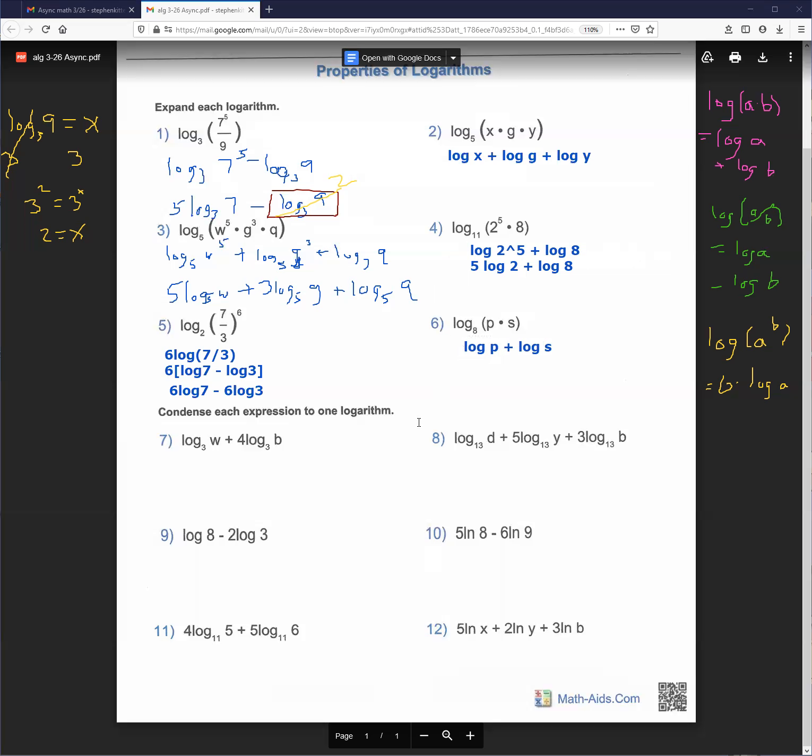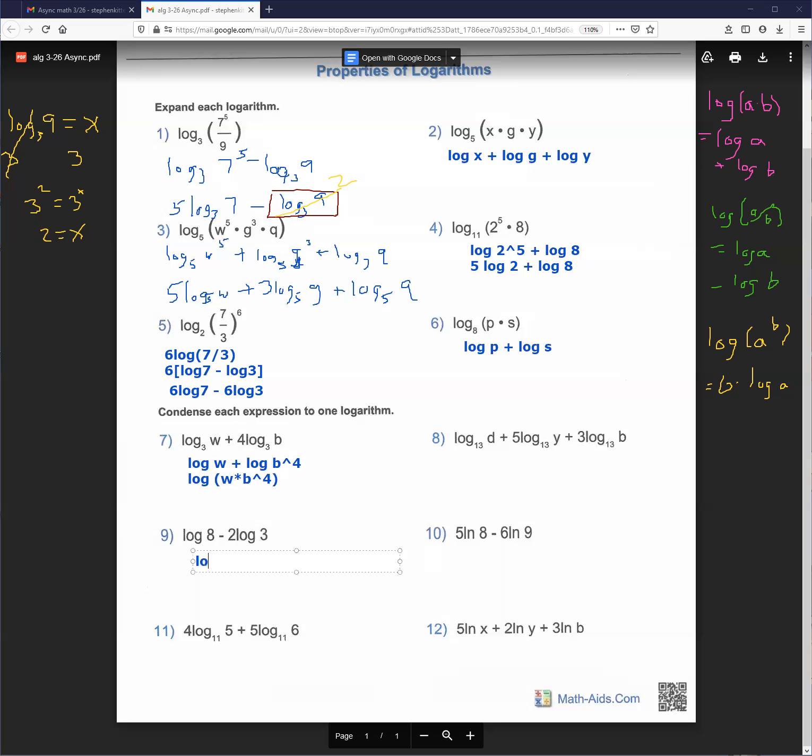Now, for the bottom, we're condensing. Condensing means we're just going the other way. So we'll generally do our coefficients out front first to simplify. So we'll say log of w plus log of b to the fourth. That number on the front comes in as a power. And then we've got a sum on the outside, which means we can write that as a product on the inside.